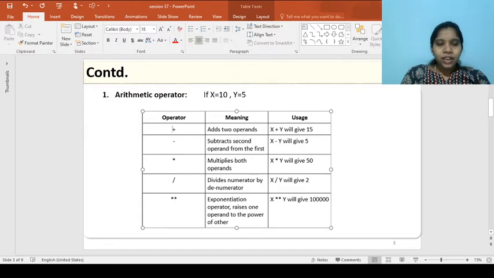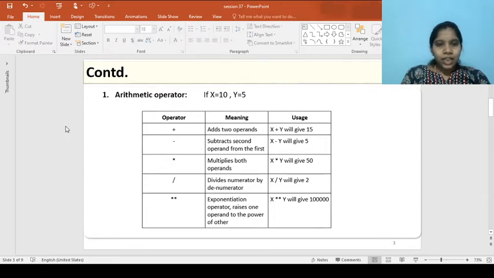Next one is the division operator. It divides the numerator by the denominator. The last arithmetic operator is the exponentiation operator, which is used to raise one operand to the power of the other operand. The last column in the table will explain how to use these arithmetic operators.